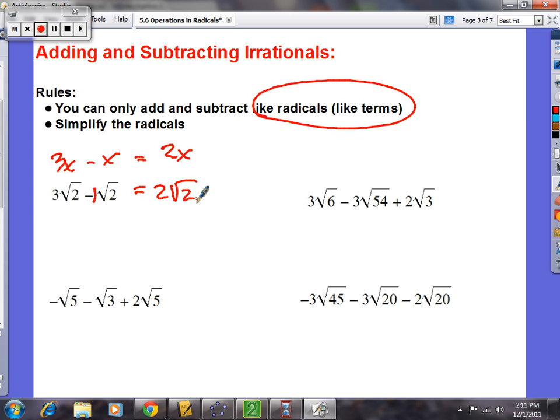Let's do this one right here. Negative square root of 5 minus square root of 3 plus 2 square roots of 5. Which ones are your like terms? This one and this one. So what's negative square root of 5 plus 2 square roots of 5? You're just going to have 1 square root of 5 minus square root of 3.